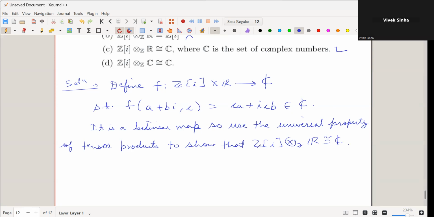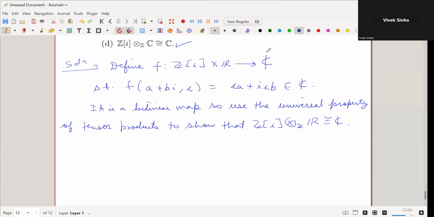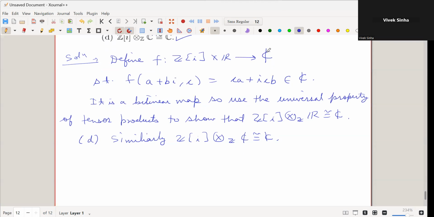Similarly, you can show that Z[i] tensor C is isomorphic to C. The same map will work. Here, instead of c, there will be some alpha, and you define the multiplication in the complex numbers. So that will work. So similarly, Z[i] tensor with C is isomorphic to C. Okay, so this is it.